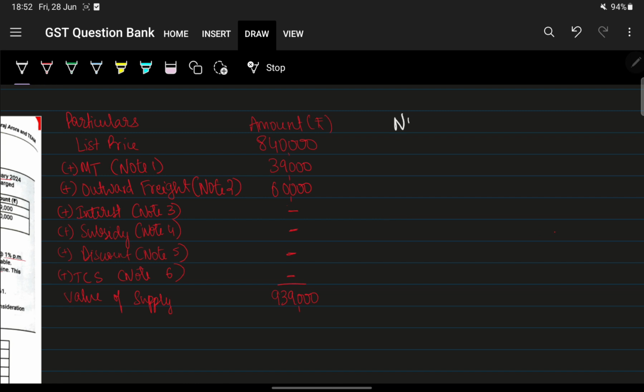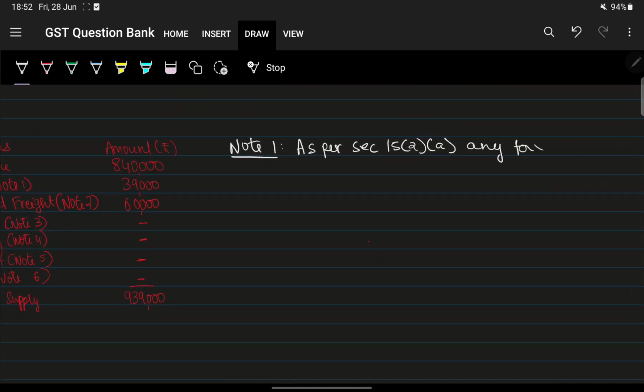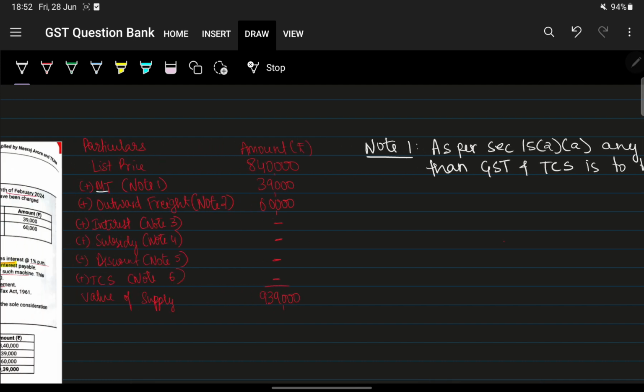As per note number 1, which was relating to the municipal tax, here as per section 15 subsection 2 clause A, any tax other than GST and TCS is to be added to value of supply. Added to value of supply, just put VOS. Value of supply. Next, note number 2 is outward freight.